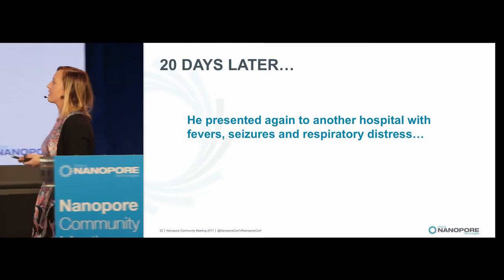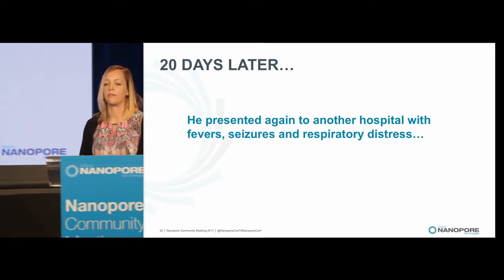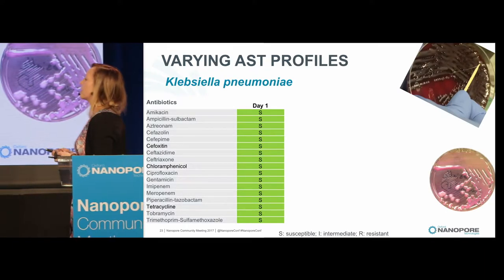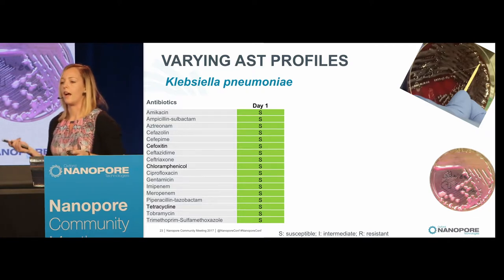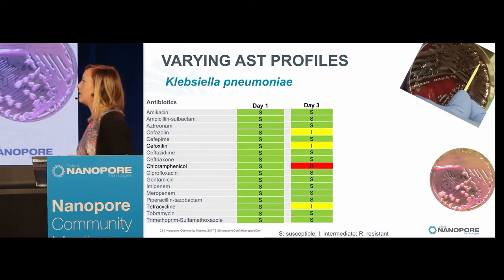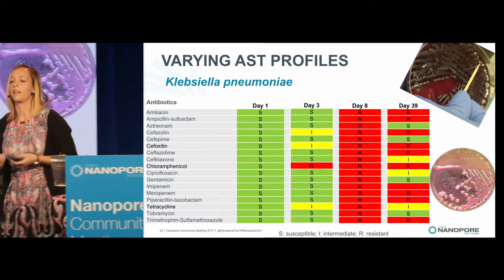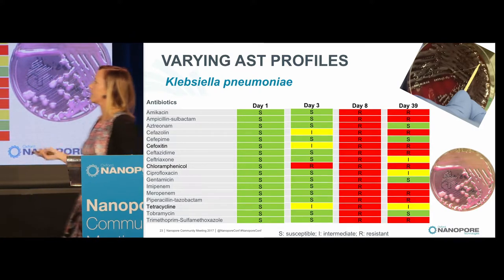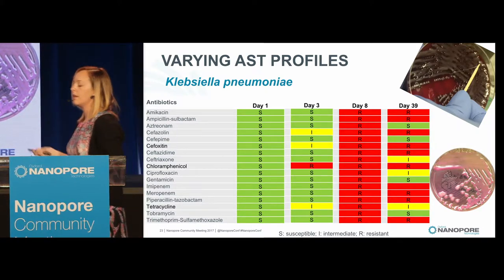However, 20 days later, he presented again to another hospital with fevers, seizures, and respiratory distress. At this hospital, initially from the clinical specimens, they were isolating this highly susceptible Klebsiella pneumoniae consistent with the first hospitalization. However, what happened throughout his course is that we kept on isolating these Klebsiella pneumoniae isolates. However, the AST profiles varied from being completely susceptible to extensively drug resistant and everything in between.